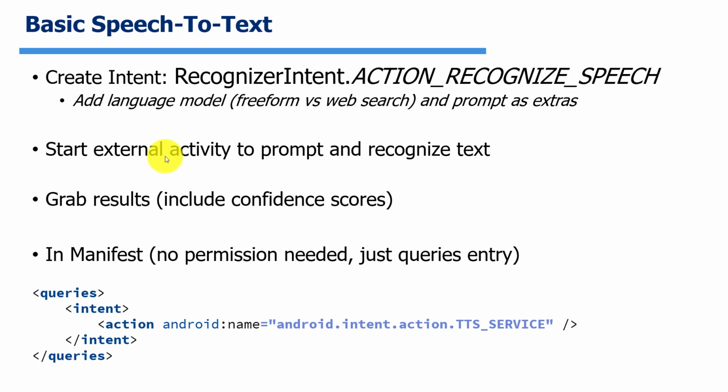Once you've gotten back from that external application, you're going to get the results, and those results can include some confidence scores, and the results are sorted by those confidence scores. So most of the time, you're just going to grab the first result coming back. In your manifest, you don't need to add any permissions, but you do, in later versions of Android, need to add this queries block, as the Android system is going to restrict you from talking to other applications unless you explicitly say you want to talk to them.